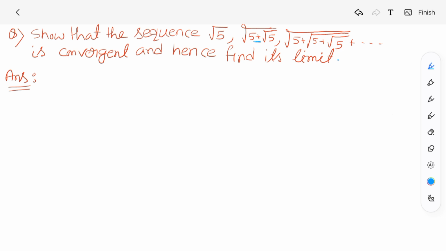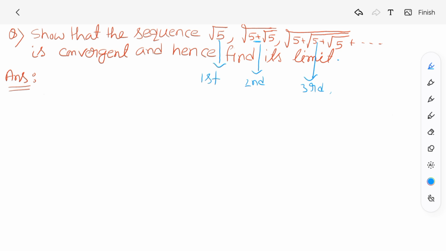Now look students, I said in the previous lecture that for a sequence we always need the first nth term of the sequence. See students, here the nth term is not given. First we will discuss how to write the nth term. So students, x1 is my first term, this is my second term, this is my third term, and so on.